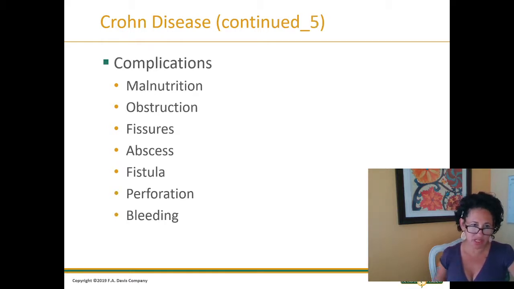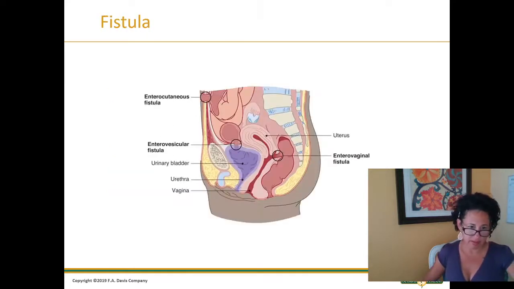Supporting education. Okay, what kind of complications? You see here what the complications are. Fistula. Okay, so these are fistulas that are highlighted here in the black circles in different areas.